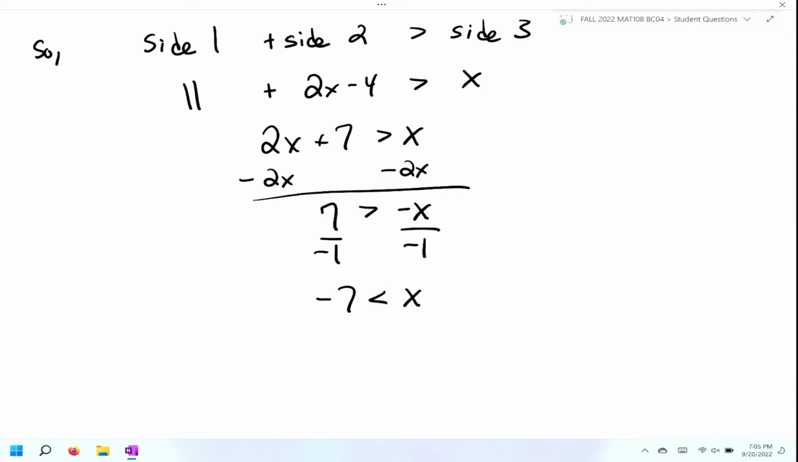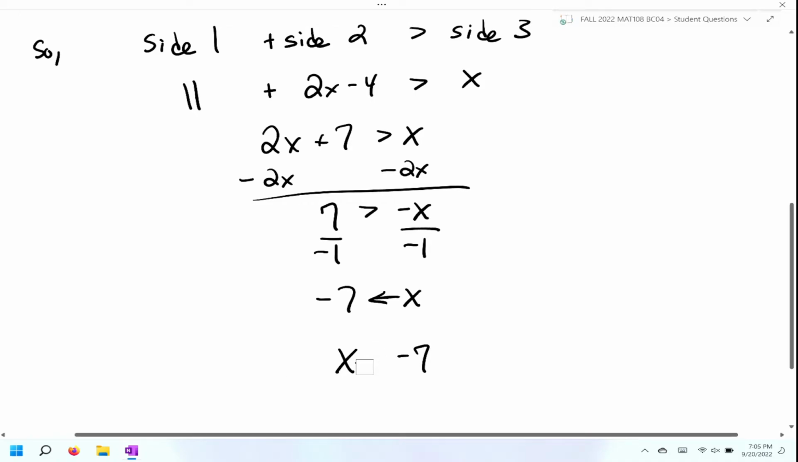And to be honest with you, I really like reading my inequalities from left to right, and I really want the variable to be first. Notice that this inequality symbol, if you create it like a little arrow out of it, is pointing to the negative 7. So I'm going to rewrite this as x is greater than negative 7. In other words, I'm going to make sure that that inequality symbol is still pointing at the negative 7. Now, hopefully, you were looking at this and going, wait a minute.